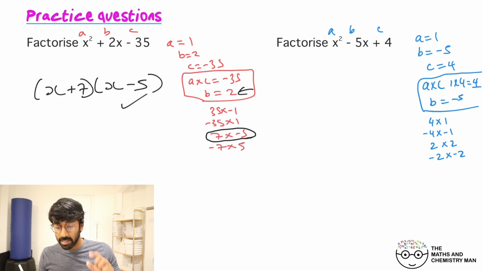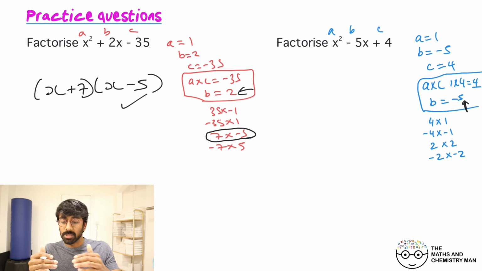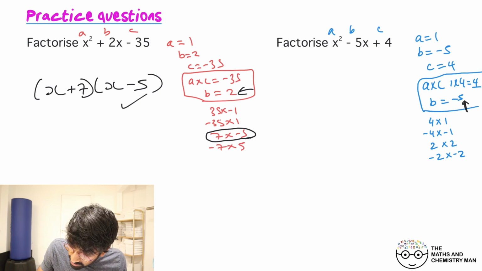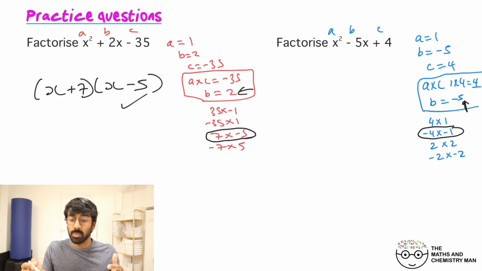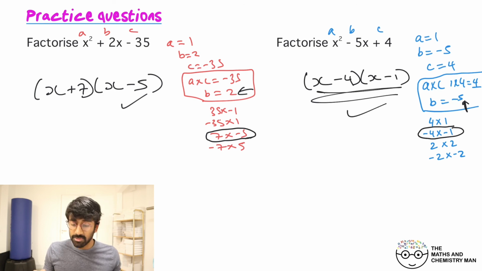Which one are we picking again? We're picking the one that adds to give you whatever B was, and B was minus 5. So which one of these options adds to minus 5? That's going to be this one here, minus 4 and minus 1. So then you just get 2 brackets, X at the front of each of them, and just throw your numbers in, minus 4 and minus 1. And there it is, done.